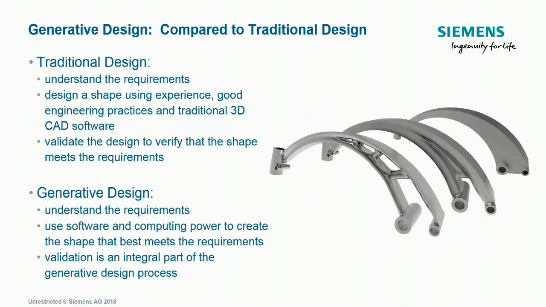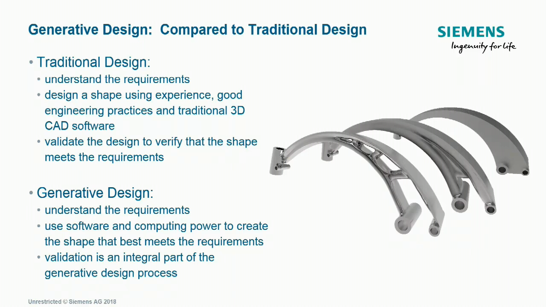Let's start by introducing generative design by comparing it to traditional design. With traditional design, the first step is to understand the requirements for the design, and then to apply good engineering practices and your experience, and use traditional 3D CAD software to design a shape that meets the requirements. Then you validate the design using computer-based stress analysis and/or using physical prototypes, and you may then need to loop back and modify the design.